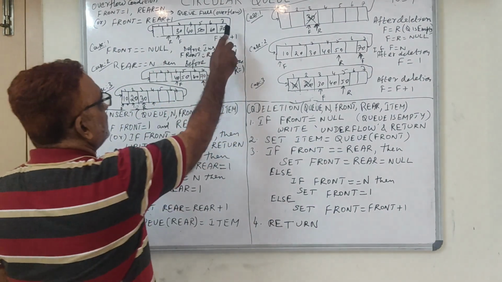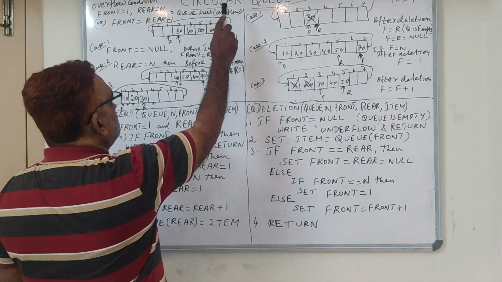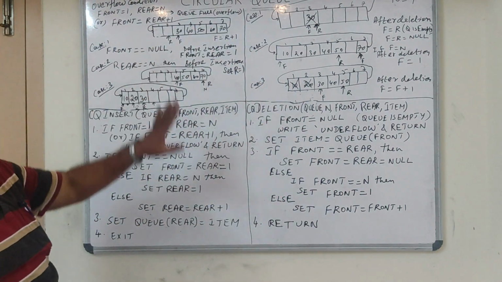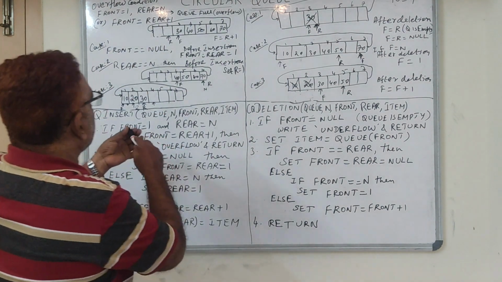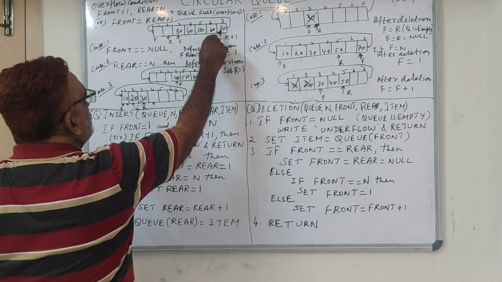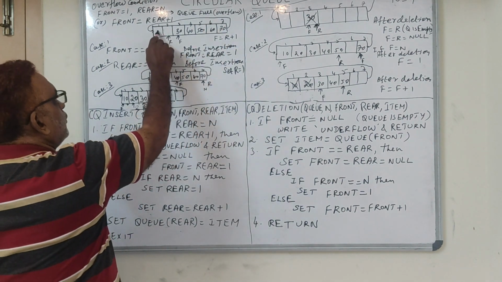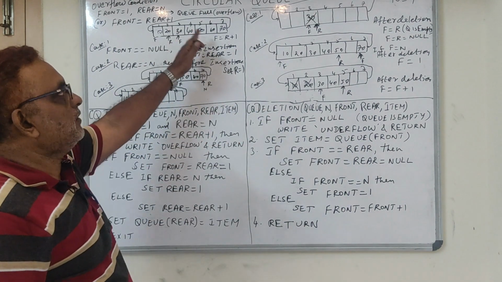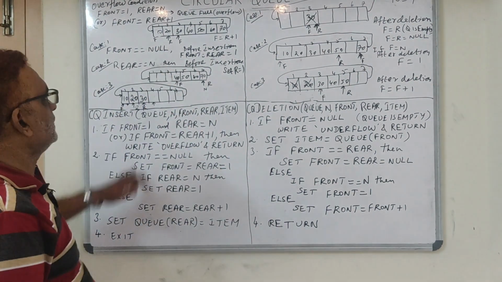In this case we consider we have 7 locations, so the size is n equal to 7. We can store 7 elements. If front is equal to 1 and rear is equal to n, the maximum, that means the queue is full. If it is full, we cannot store any more item, so that is the condition of overflow.